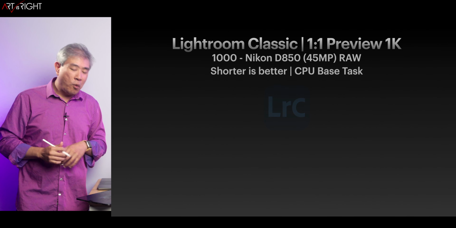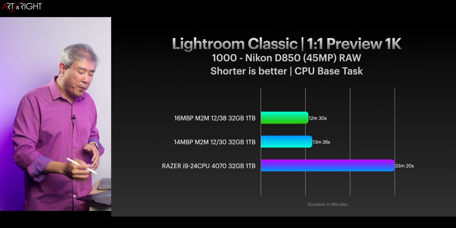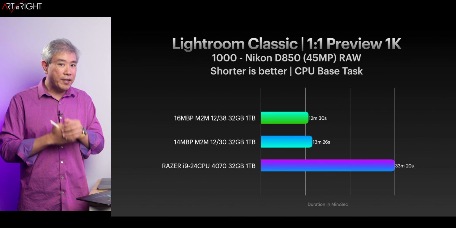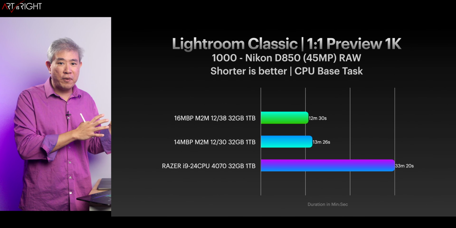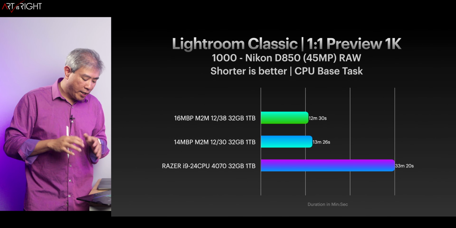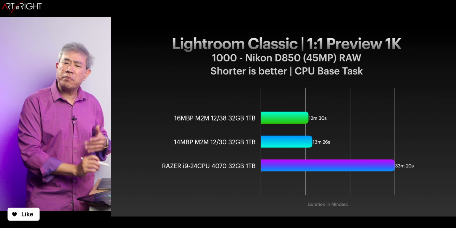Let's start there. 1-to-1 preview for 1000 Nikon D850 files. So I want to see how fast this is, and this has been the exact same set of files that I used from the earlier benchmark that I've done on this channel, so they have remained consistent for the longest time ever. And we can see right now that these two machines, I mean the Macs, they're performing pretty much similar to each other.